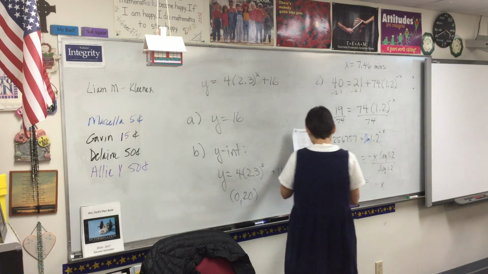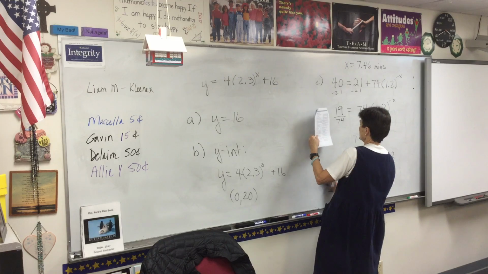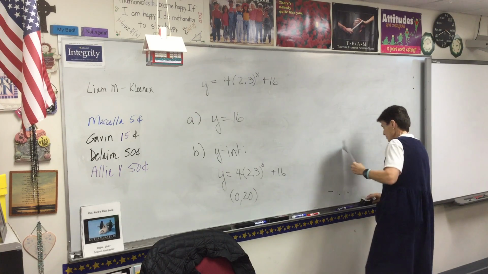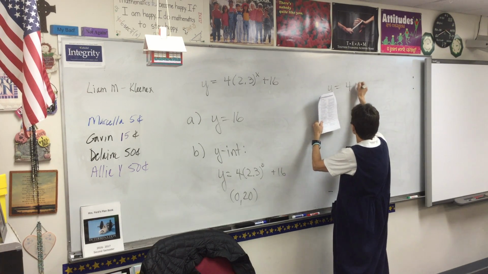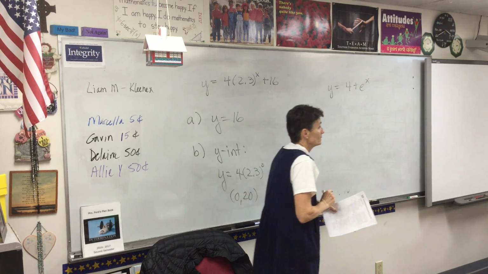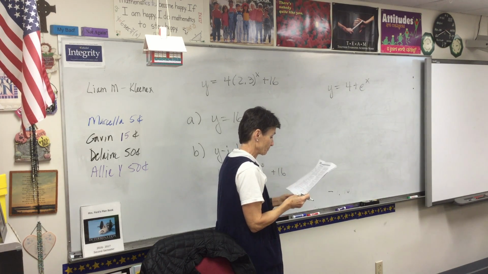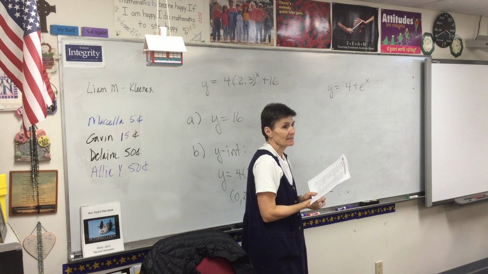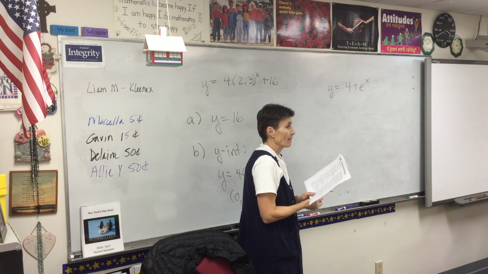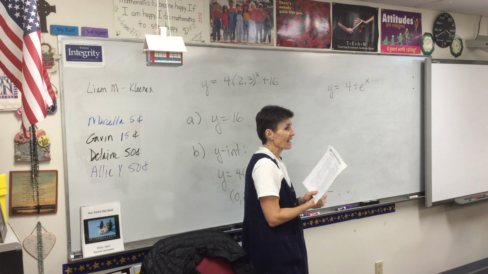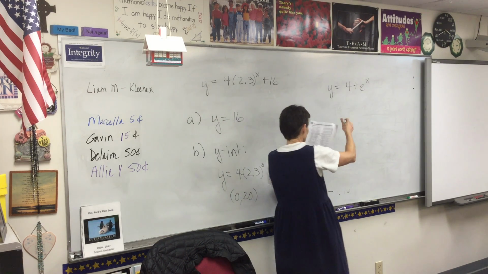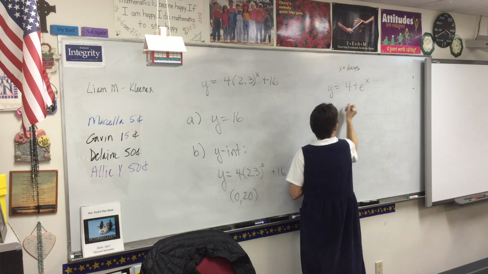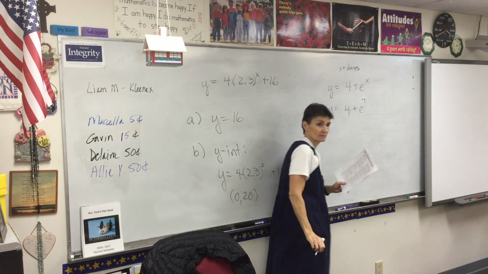We're awesome. The spread of a disease can be modeled by the equation y equals 4 plus e to the x. This is Euler's constant. We're not bothered by it. It's just a number. We know how to find it on our calculators. Find the number of people with the disease after 7 days. Well, it tells me that x is days. So y equals 4 plus e to the 7.